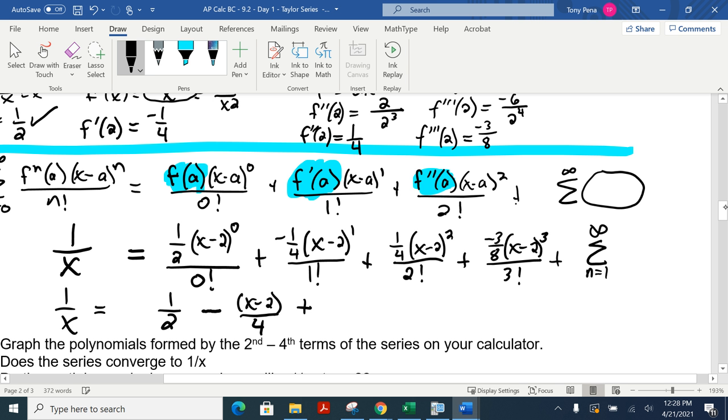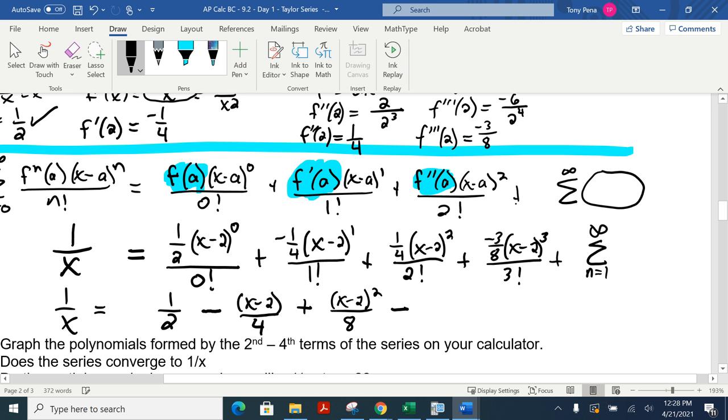The next one turns into a plus. I would have 1/4 divided by 2 factorial. 2 factorial is just 2 times 1. So 1/4 divided by 2 should be an 8. So I have x minus 2 squared over 8. And then the last one switches to a minus sign because it was a negative 3/8.